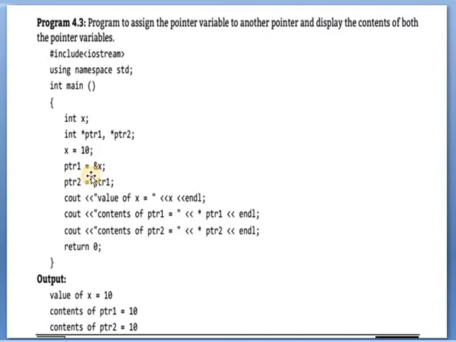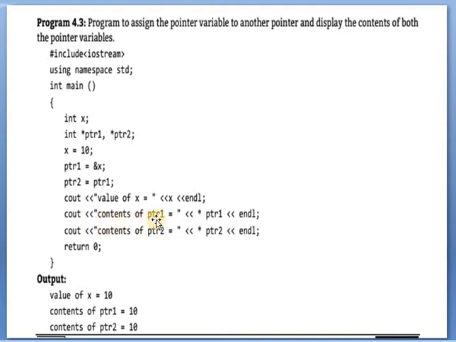In the ptr1 pointer we are going to store the address of variable x, and in ptr2 we are going to store the value of ptr1, which is nothing but the address of the variable x. Now both ptr1 and ptr2 contain the address of the variable x. Now cout value of x equal to x. Here we are showing the value of x.